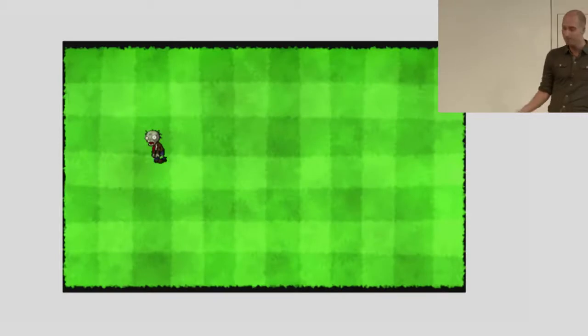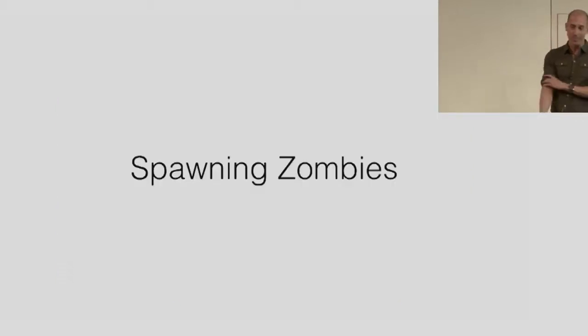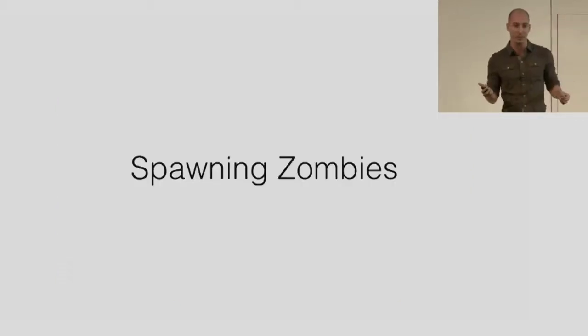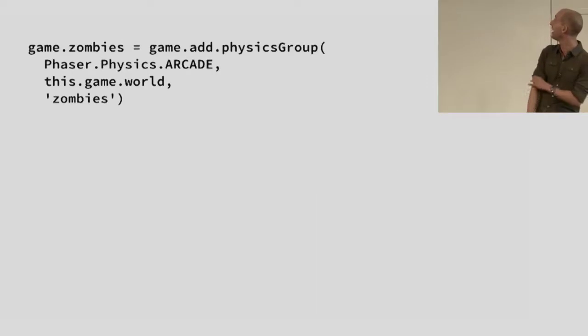Looks like that. Nothing's moving yet because all we did was stick grass and a little zombie on the screen. So let's spawn zombies for real. In Plants vs. Zombies, they start out on the right-hand side and walk across to the left-hand side, trying to get to your house so they can eat your brains. So how do we do that?